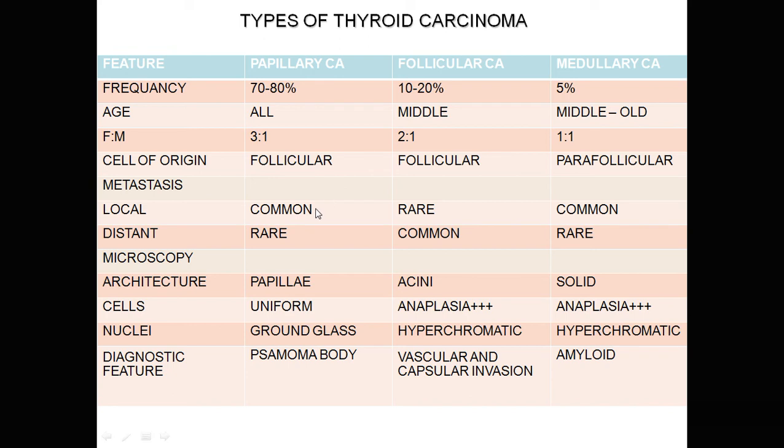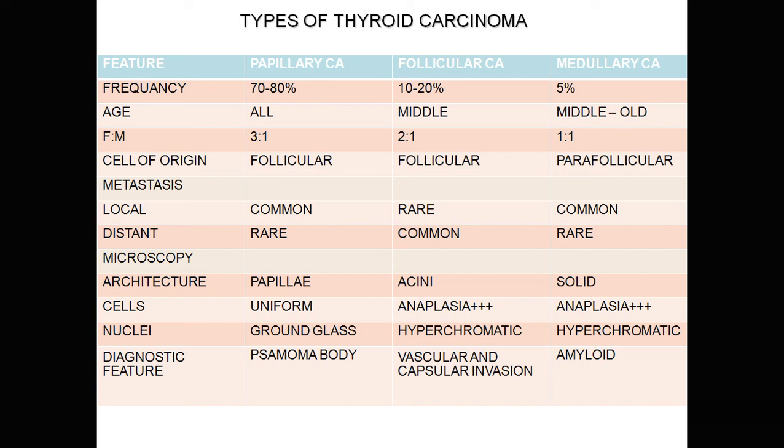and the very rare chances of distant metastasis. The architecture is the papillae formation, and the cells are uniform columnar cells which contain the nuclear groove or the ground glass appearance and the psammoma bodies.